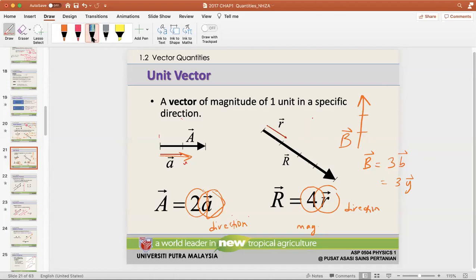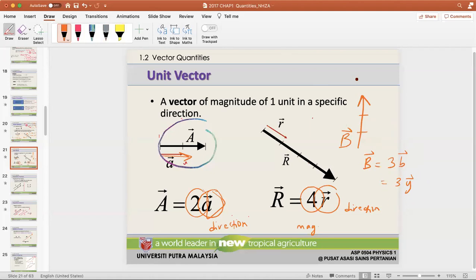Did I mention anywhere in the question that B is this direction? No. But for these, I mentioned, oh, A is this direction, R is this direction. But for B, I didn't specify if small b was in that direction. So I can't say vector B is actually 3 in the direction of b, because this small b is not defined yet. So unless I define it, I should just describe it in general.